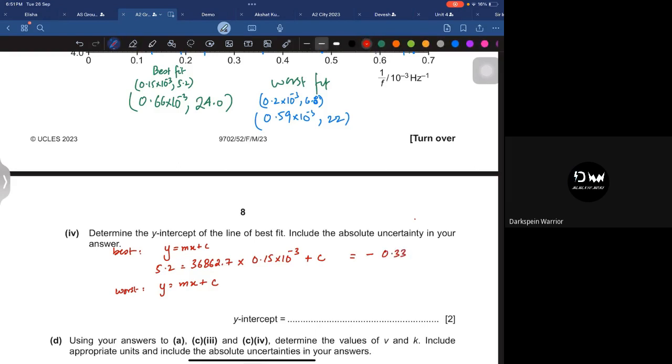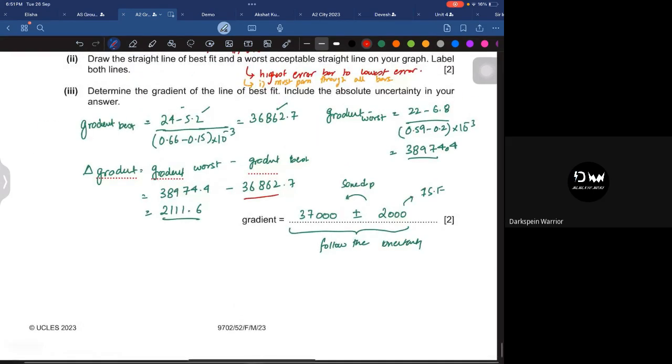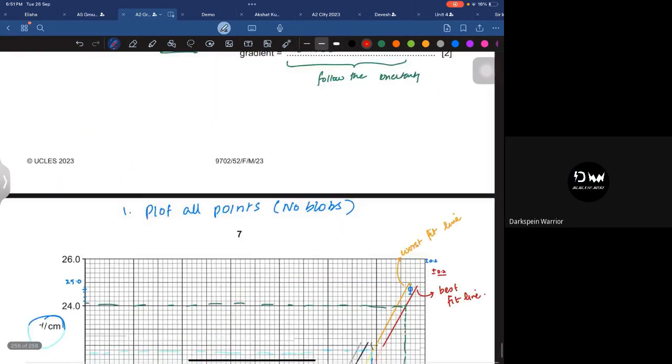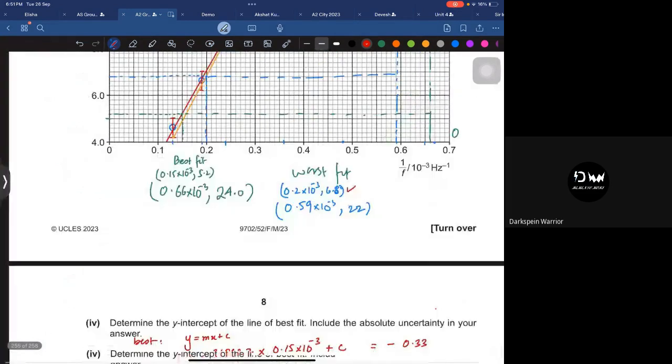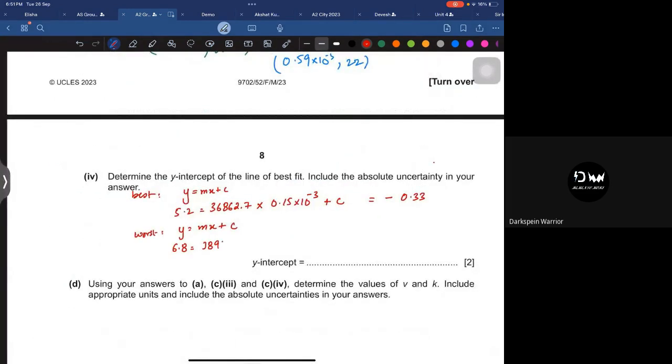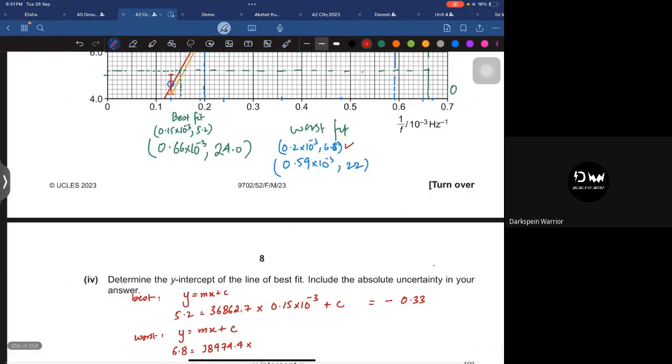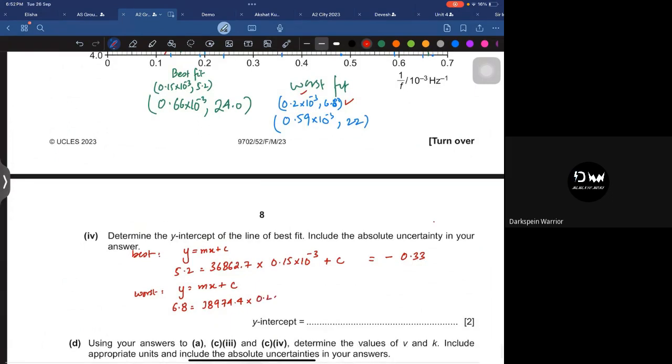Then you can take the worst fit, one of those points, 6.8. The gradient has to be the one we wrote earlier, 38974.4, and the x point was 0.2 times 10 to the minus 3, plus c. What do you get? Minus 0.99. Okay.